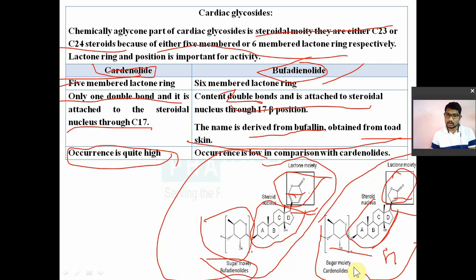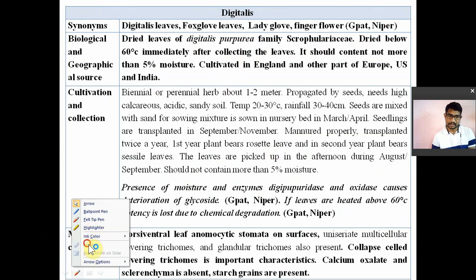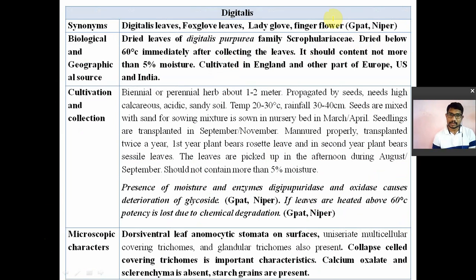Cardenolides mostly occur in plants, and bufadienolides mostly occur in animals. It was first isolated as bufalin from toad skin. That's why the occurrence is in animals. Remember this. Now we'll see the next point. These cardenolides occur in the plant known as digitalis. So this digitalis is the plant. It consists of cardenolides.